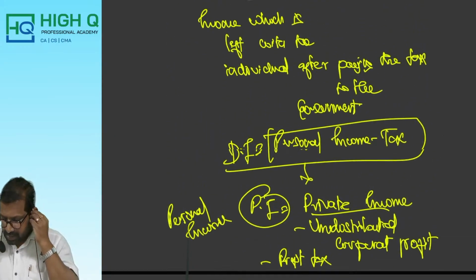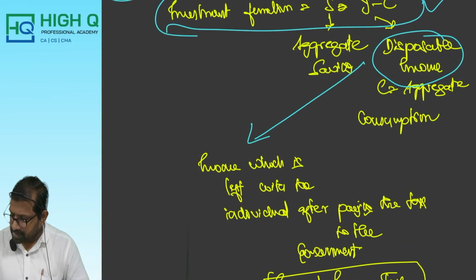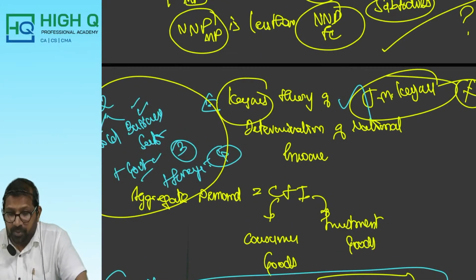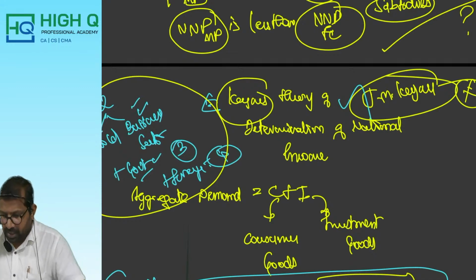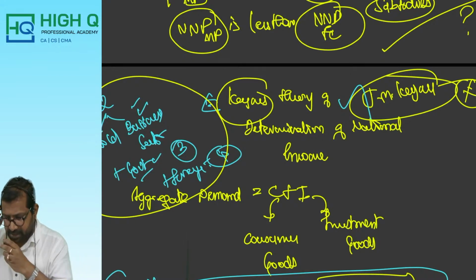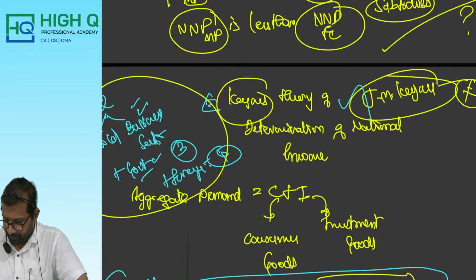Now just see, in this Keynes theory, already I have told who explained it: J.M. Keynes. It is one important question. How many sectors are there? 2, 3 as well as 4. The 2 sector deals with household and business. The 3 sector deals with household, business and government. Then the 4 sector deals with household, business, government and foreign.